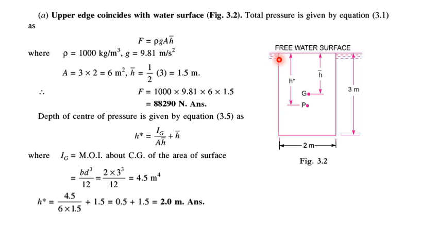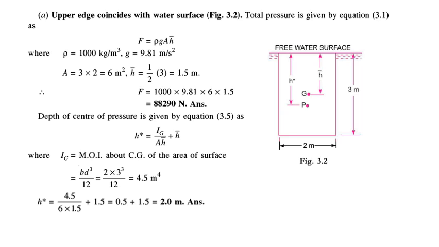So the first case is when this rectangular strip, which is 2 meter wide and 3 meter deep, has its upper edge, which is horizontal, in contact with the water surface. So we can locate the G point, the center of gravity, and the P point, the center of pressure.